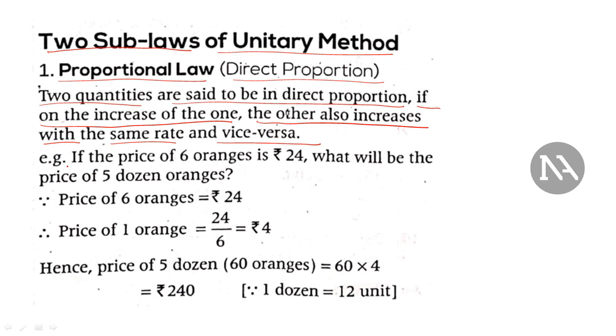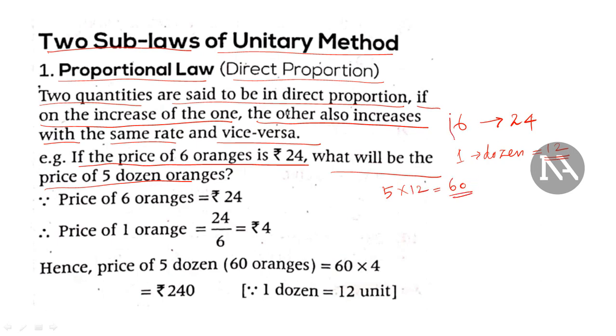Here we will see the example. What is the proportional law? If the price of 6 oranges is 24 rupees, what will be the price of 5 dozen? 1 dozen is equal to 12. So the price of 5 dozen means 5 into 12, that will give you 60. So the price of 6 oranges is 24 means what will be the price of 60 oranges? This is what they are asking.